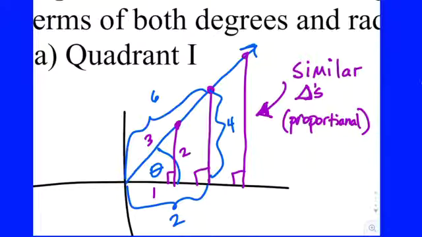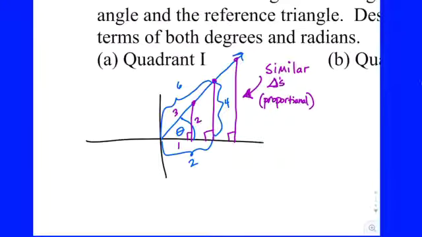And it doesn't even have to be bigger than 1. They could be half as big, right? So that's what proportional means again. They have a scale factor. They share 2 sides and an angle. All right, so in quadrant 1, the reference angle is the same as the angle itself, right? And so the reference triangle is going to have the same reference angle as theta.